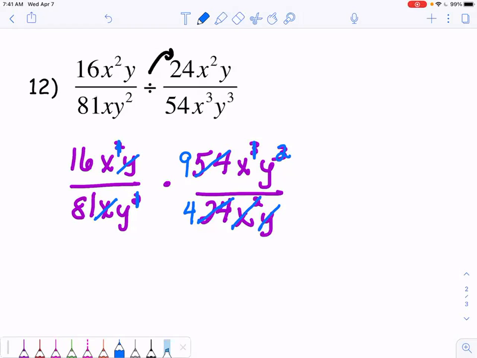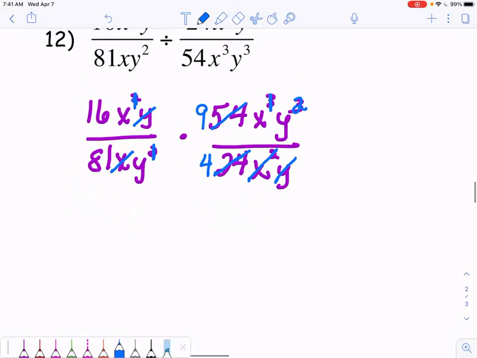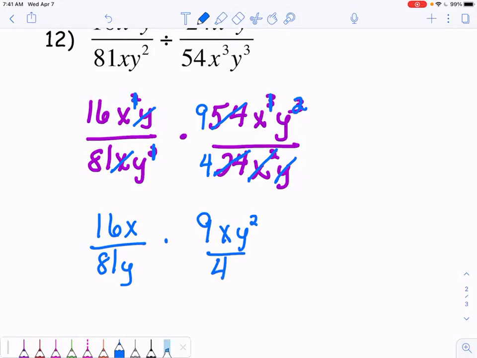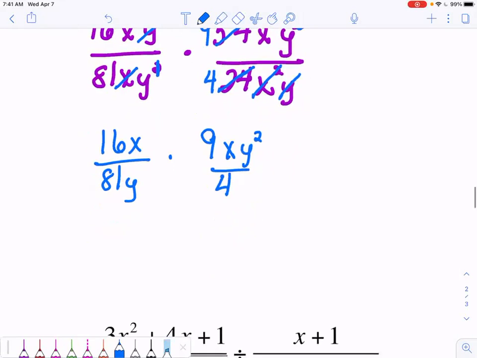So I'm going to rewrite what I have because I kind of wrote on top. So we have a 16 and an x, an 81 and the y. The next one has a 9, an x, y squared, and then a 4. So you could do two things here. You could multiply across because it's multiplication. Multiplication means top times top, and then you could multiply the bottom. Or you could continue to reduce, which is what I would suggest.